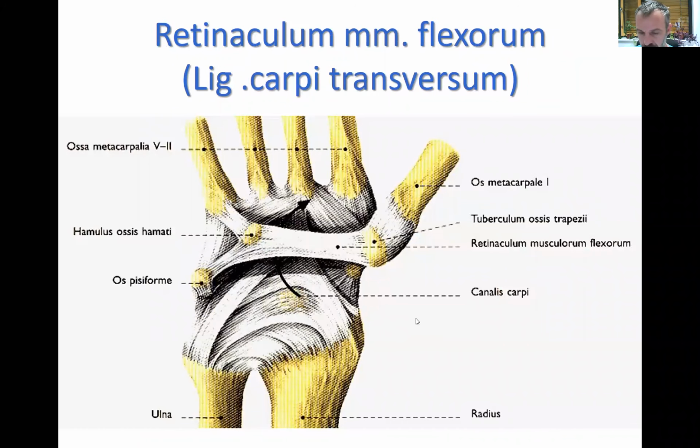Okay, there are some important topographical structures here. We have learned that there are 2 bony eminences. We call them radial and ulnar carpal eminence. The ulnar one is produced by pisiform bone proximally and hook of hamate distally. The radial carpal eminence is produced by tubercle of scaphoid here proximally and distally by tubercle of trapezoid. And in between is stretched a very thick ligament.